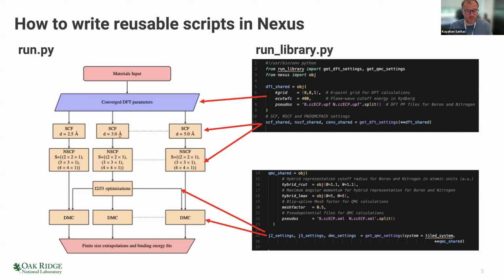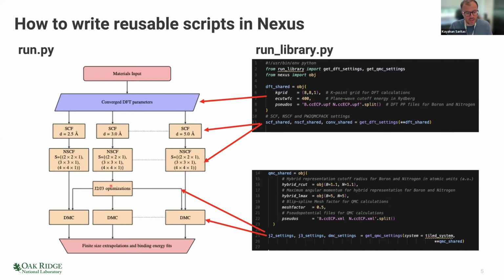So the D stands for the interlayer separation between the hexagonal boron nitride bilayers. So we do SEF and NACF calculations on top of that. The arrow is indicating a dependency here, using predetermined diagonal supercells.